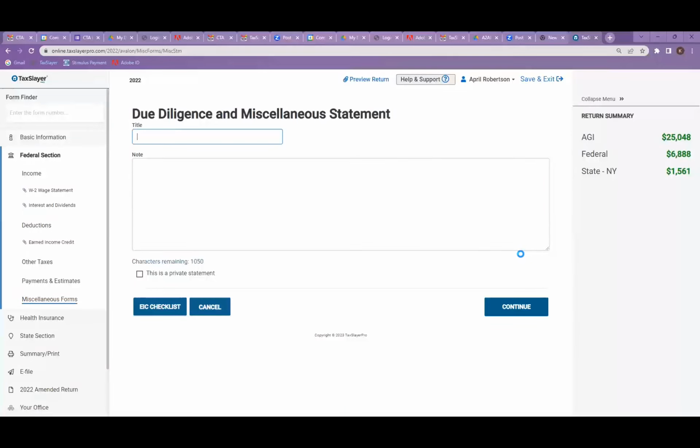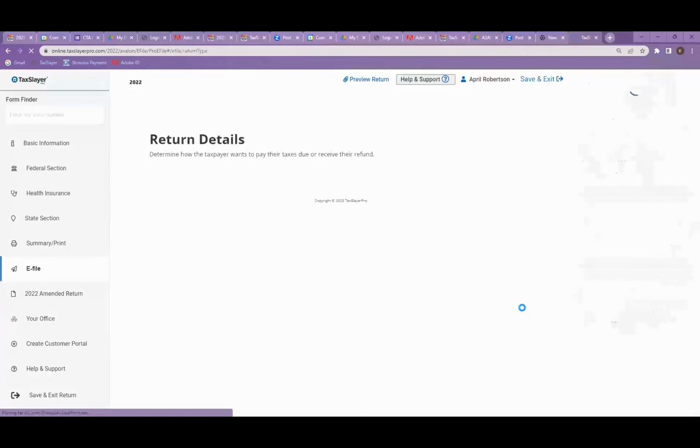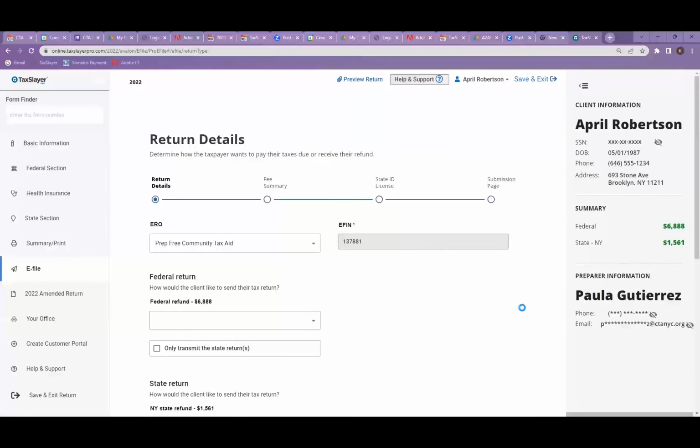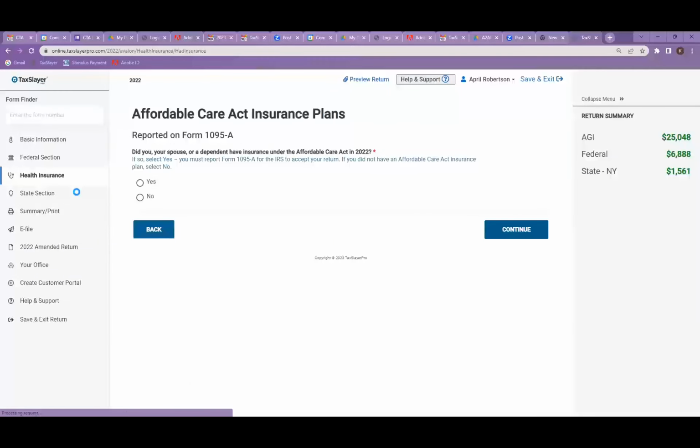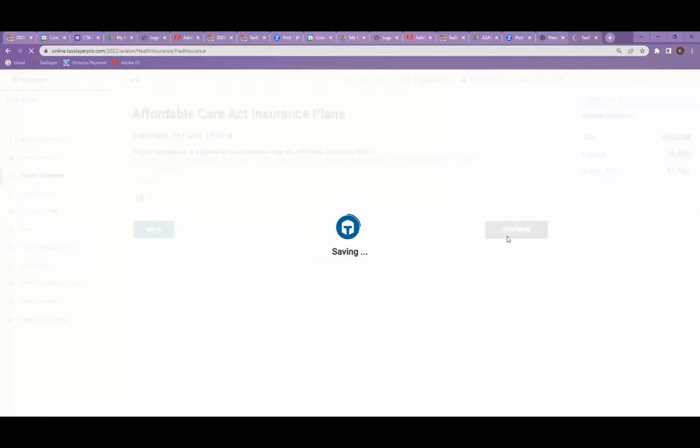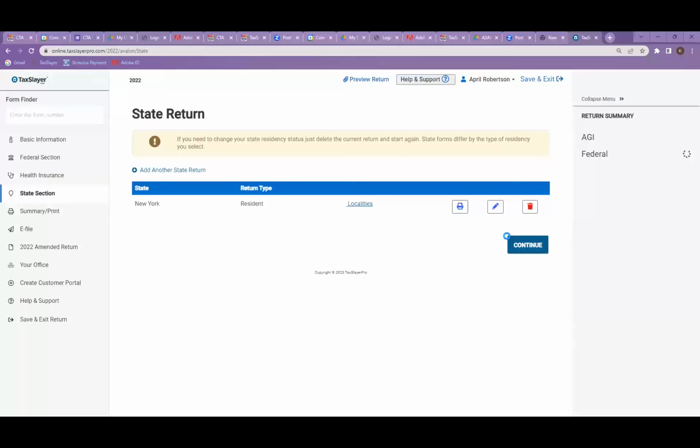On the federal side, we can ignore this. Another important question before we get to the state return. Before we get to the state return, let's go back to the health insurance question. Health insurance on the left-hand side. Person doesn't have a 1095, so the answer is no. Hit continue. And again, some of the things you're seeing, you might not see because Keisha has a different access to the TaxSlayer program. Go to the state return.